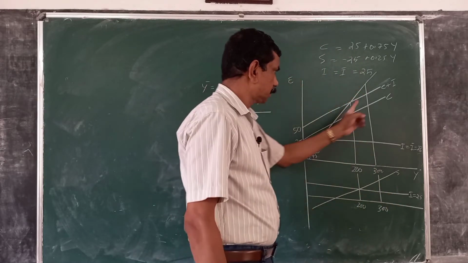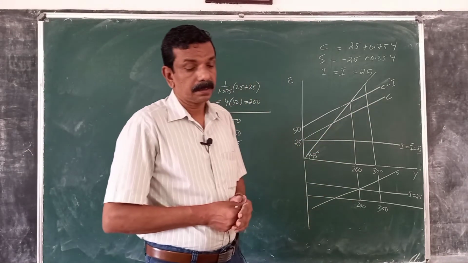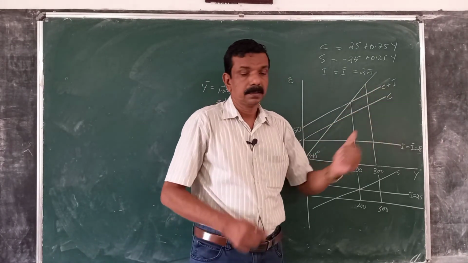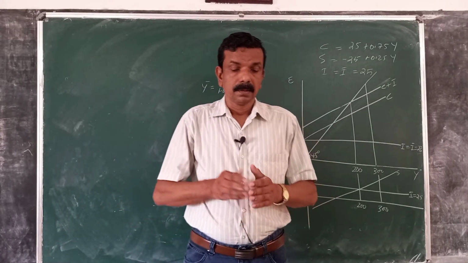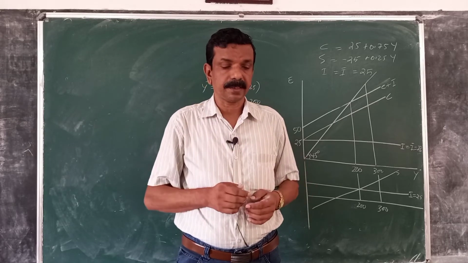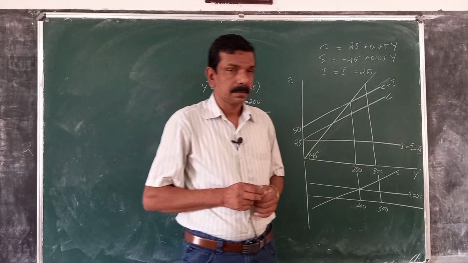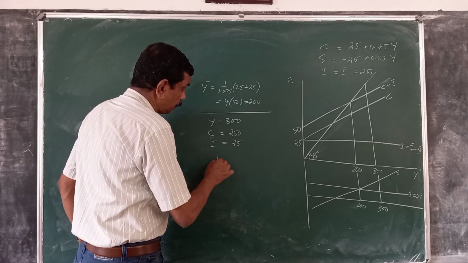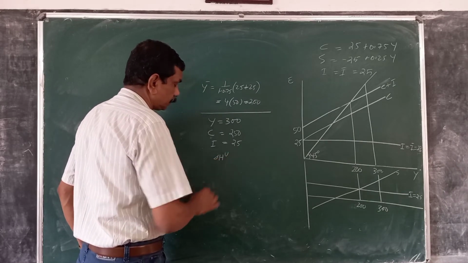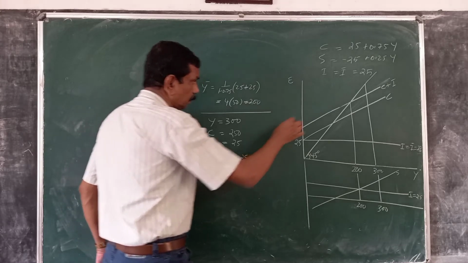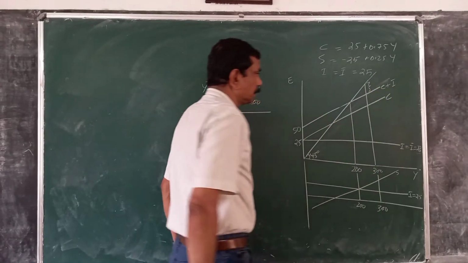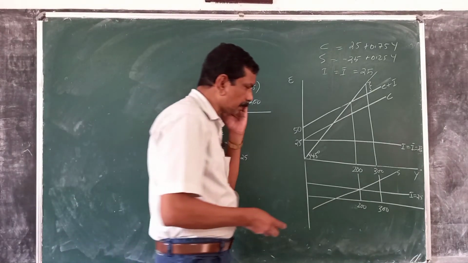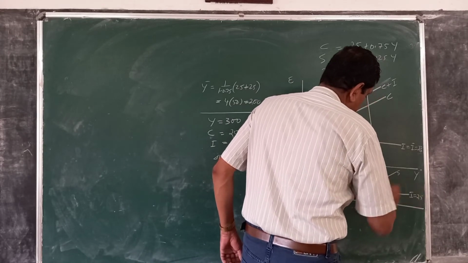Now, C plus I is 275, aggregate expenditure is only 275, aggregate supply is 300. So, what happens here is there is an excess of production over spending. There is unintended inventory accumulation, delta HU positive equal to 25 given by this distance.